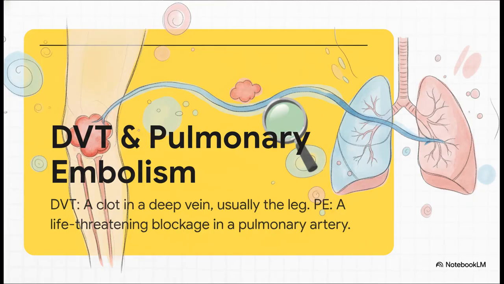So let's be crystal clear about the connection here. A DVT is a clot in the leg. A pulmonary embolism, or PE, is what happens when a piece of that clot breaks off, travels through the bloodstream, and gets stuck in the lungs. A PE is a DVT that has decided to go on a road trip with deadly consequences.